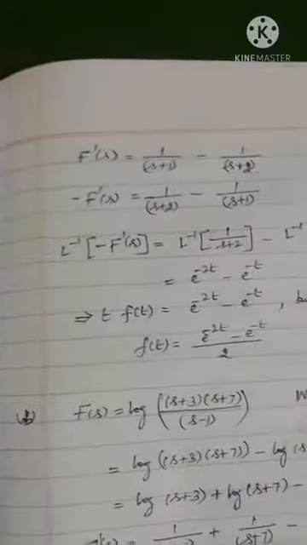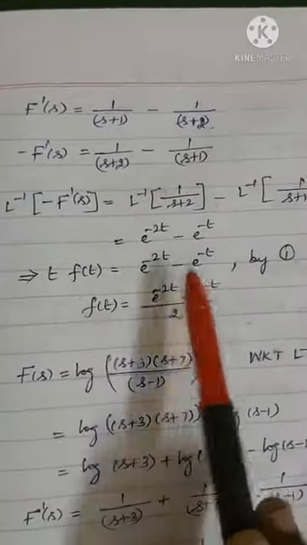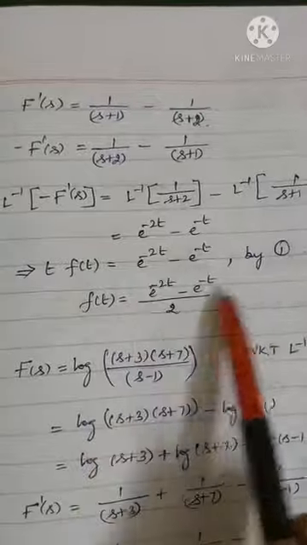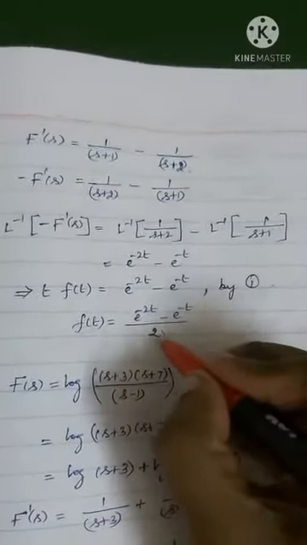They give function of s, we find f of t. So this is t into f of t. Hence f of t is this term divided by t. This term divided by t.